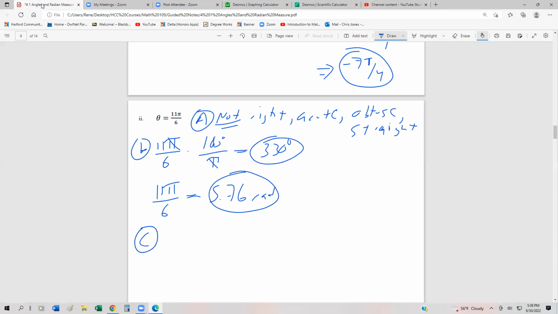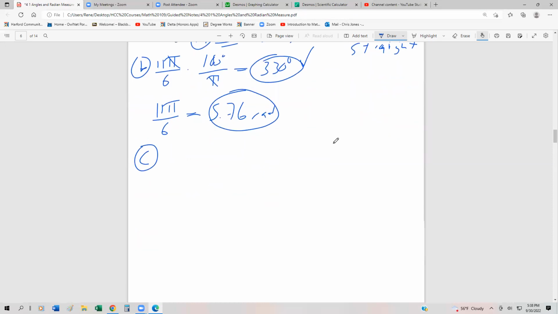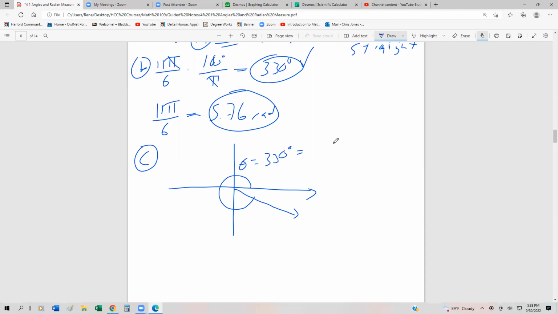Letter C, we want to plot this in standard position. Now, 330 degrees is almost 360 degrees. So if I plot this, we're going to go almost all the way around, just because it's a little bit less than 360 degrees. So theta is going to be 330 degrees, which is 11 pi over 6. And that ends up in quadrant 4. So that's important for us to remember.